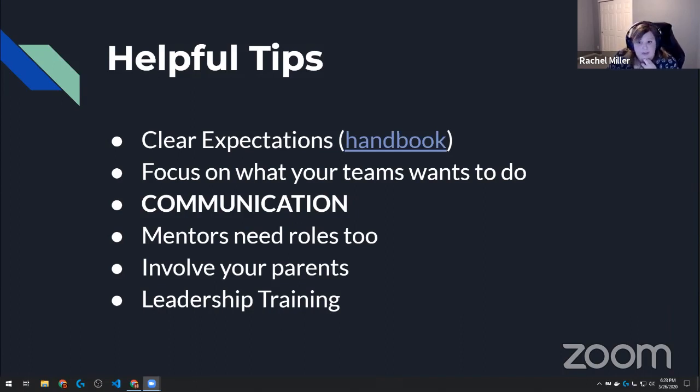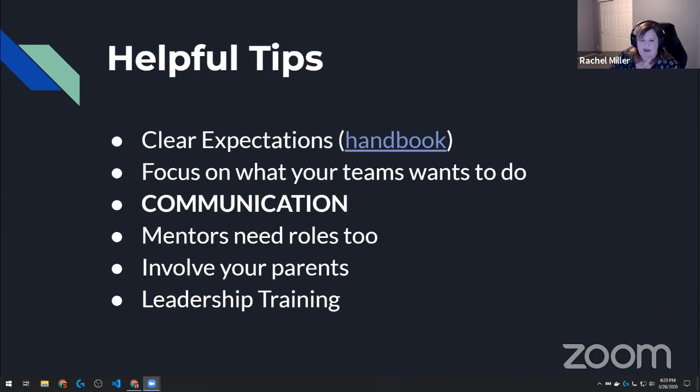Mentors need roles too. I'm not saying every single mentor needs a title. However, making sure your mentors understand what is expected of them and how your team culture is functioning. And again, that goes back to the mentor meetings. Establishing that in your mentor meetings is very important. And I'll talk about how the mentors work on 1741 here in a little bit, so you get an idea of just how we do it.